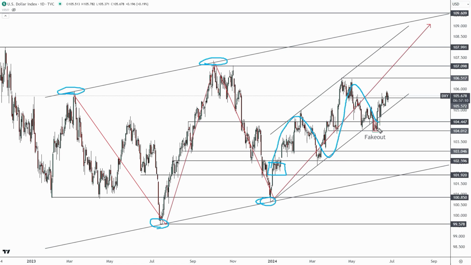Now, this down here was a fake out below this smaller channel. Okay, so this right here was bullish. So once we got the reclaim of this was once again bullish for the dollar. And since that time, we have seen the market move higher.